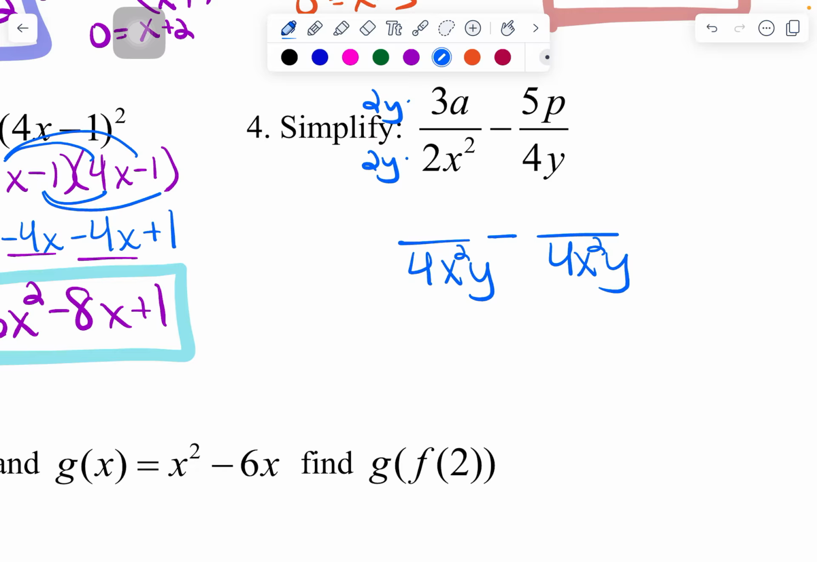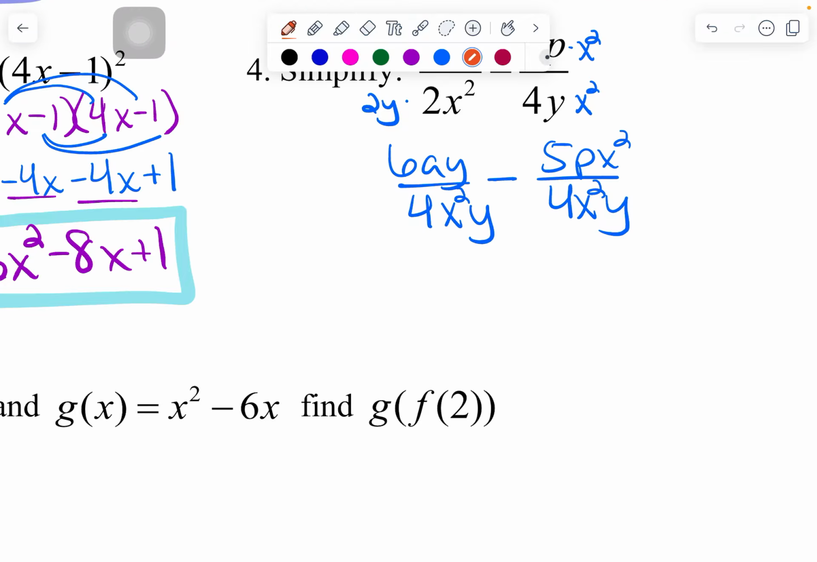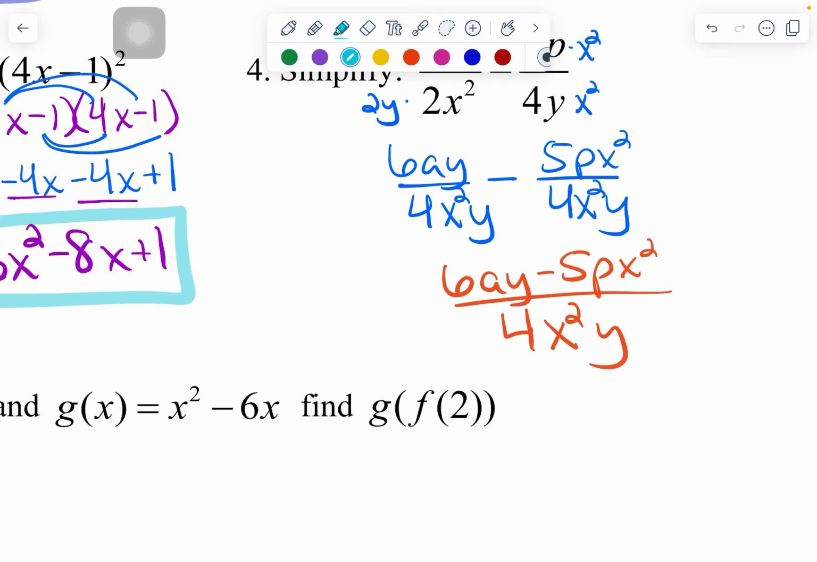Do that top and bottom. To get from 4y to 4x squared y, I've got to multiply by x squared. Okay, so numerator-wise, multiplying what I can, I've got 6ay, and then 5px squared. And the last thing you do is just simply write this as a single fraction. So 6ay minus 5px squared, and that's going to all be over 4x squared y. That is the final answer to number 4 in simplified form.